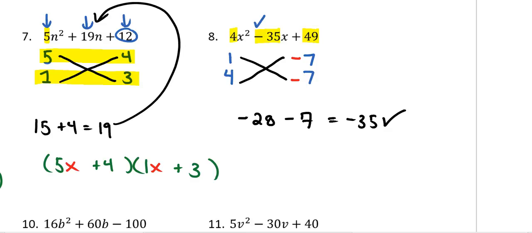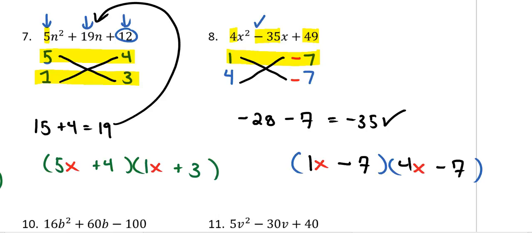So then I just go right into my brackets now. Bracket, bracket, bracket, bracket. I read up the table horizontally. That's going to be 1 and negative 7. So this will be 1, negative 7. And then the 4 and the negative 7 goes in. And finally, I just put x's on the first term. And that should do it. That's my final answer.